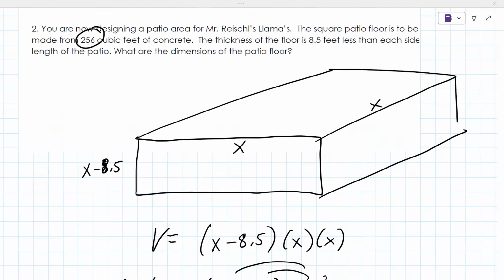Thickness of the floor. There's kind of a scenario where I could see it being 4x, which does work. I think that's what your teacher meant. It's not written correctly. So if I change this to 4x, so each side length, so there's 4 side lengths, so that's the 4x less the 8.5. Oh, each side of the length of the patio. Yeah, I think that was just a little bit unclear then. I would ask to make sure that this is what was the intention.